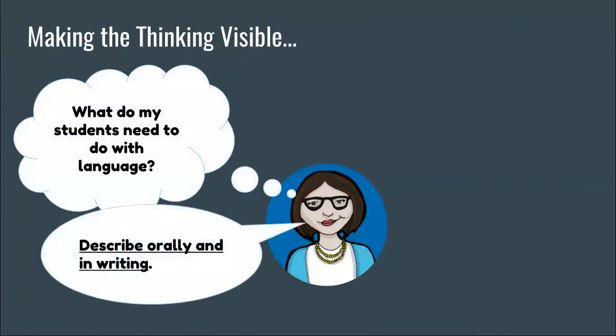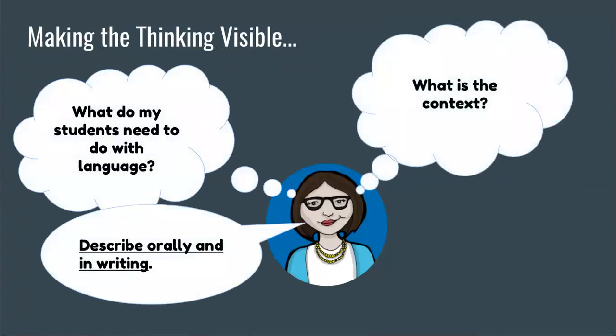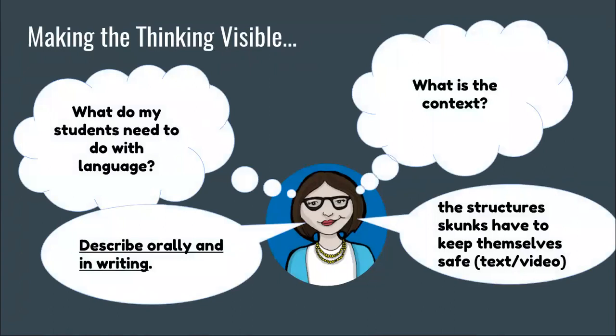She said, I need them to describe orally and in writing. And what's the context? And this is an example, the structures that skunks have to keep themselves safe. So she thought about the standard for science and thought about her ELA and ELD standards and realized that these things really were connected, and she was able to see how those themes in the framework did connect together, and that science was a great vehicle to do that.